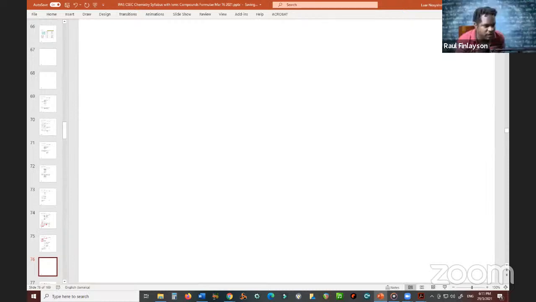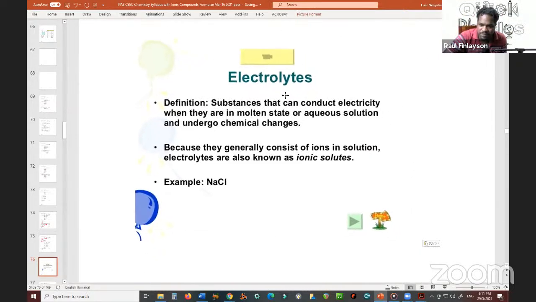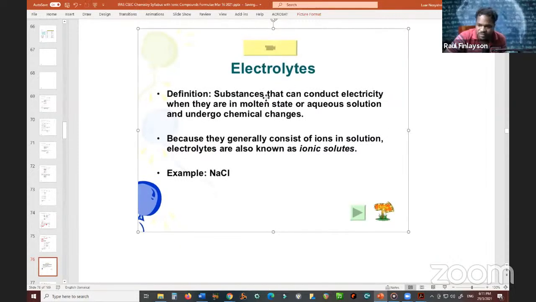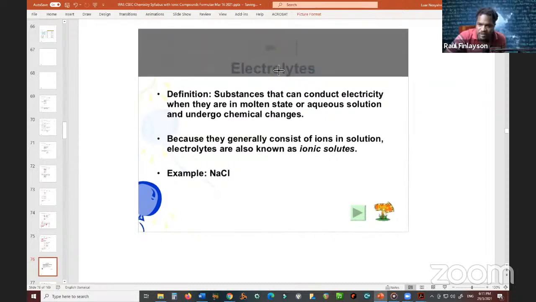Yeah, whenever an ionic compound is molten or in aqueous state and can allow current to pass through it, then that's an electrolyte. To simplify that, or to cement that definition, we can have a look at this. All right, everybody seeing this? Yes, sir. So that's the definition here.